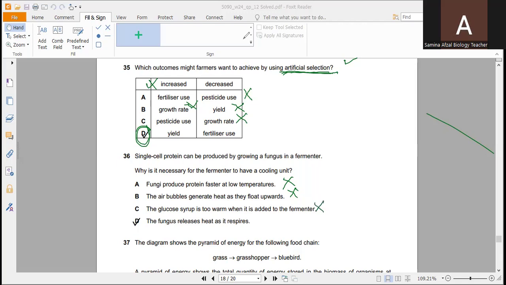So the fungus releases heat as it respires. Yes, this is the correct option, because in the fermenters, you can see the fungi are grown on a large scale to produce single cell protein. As they grow and multiply, they respire, they release heat. Heat is produced as a result of respiration. So D is the correct option. All other options are not correct.